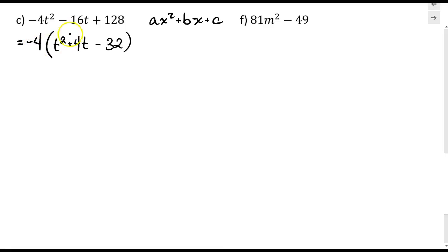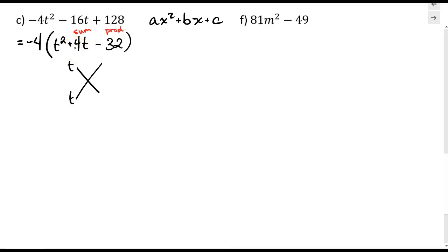Now that I've done that, what's left over in the brackets is a simple trinomial, something that we are a little bit more comfortable dealing with. So again, I'm going to crisscross. This is my product. This is my sum. And this is the product of my first two terms. So I've got t multiplied by t to give me t squared. I need two numbers that multiply to give me 32 with a difference of 4.